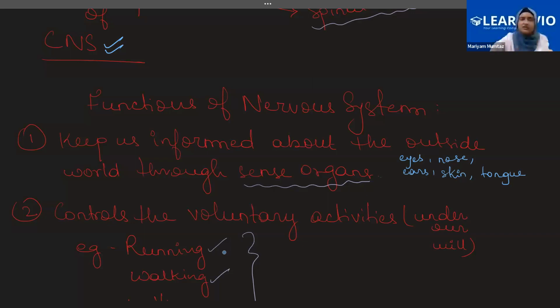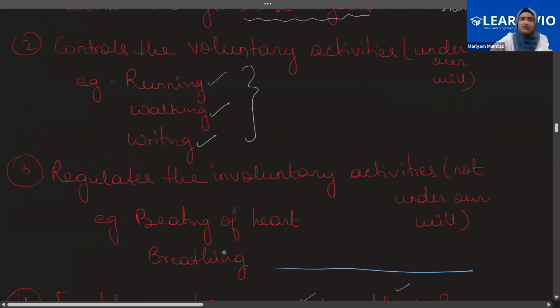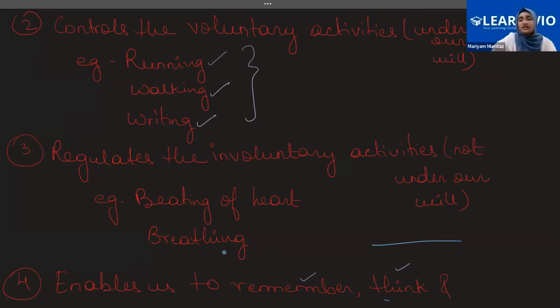Apart from that, the nervous system controls the voluntary activities of our body. Voluntary activities means all those activities that are under our control, such as walking, running, writing. If you want to wave your hand at me, you can. Why? Because if you want to, you can maneuver it around. These motions or activities are under our will or under our control.